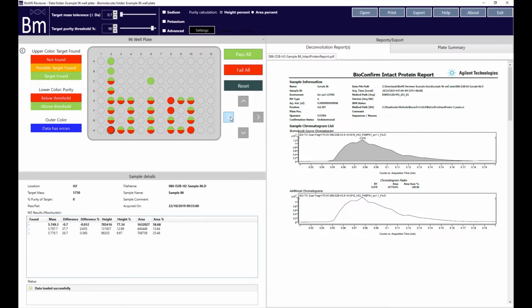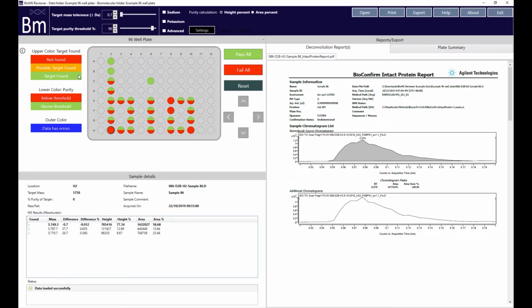Each sample in the set of results is represented by a circle. BioMS Reviewer uses a traffic light scheme to demonstrate the quality of the sample data. The upper half of each circle represents whether the target compound could be found in the deconvoluted biomolecule data. Red indicates that the target could not be identified. Amber shows that the target itself was not found but may have been observed as an adduct ion. Green means that the target was identified directly.